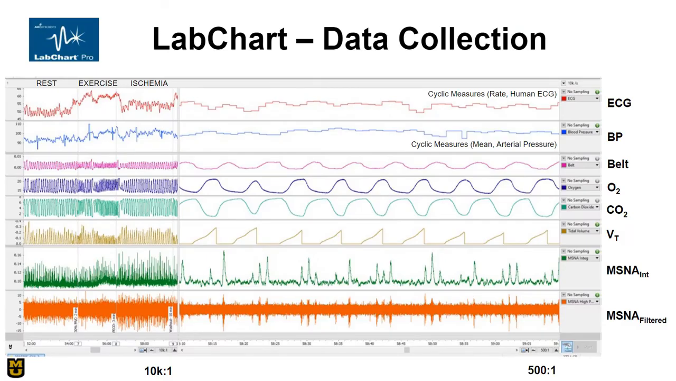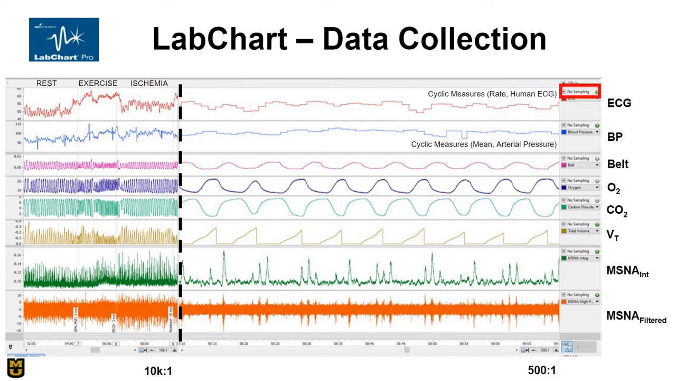The way our data look, there's something I want to point out. In LabChart, you can pull this left side of the screen over, and then I do a 10K to 1 compression so that I can see the time course of our changes. So you can see your resting data, then your exercise response, and the response to ischemia in real time, which is really nice if you want to monitor trends. Like you can see here during the MSNA, we have a shift in our MSNA signal here in the green.